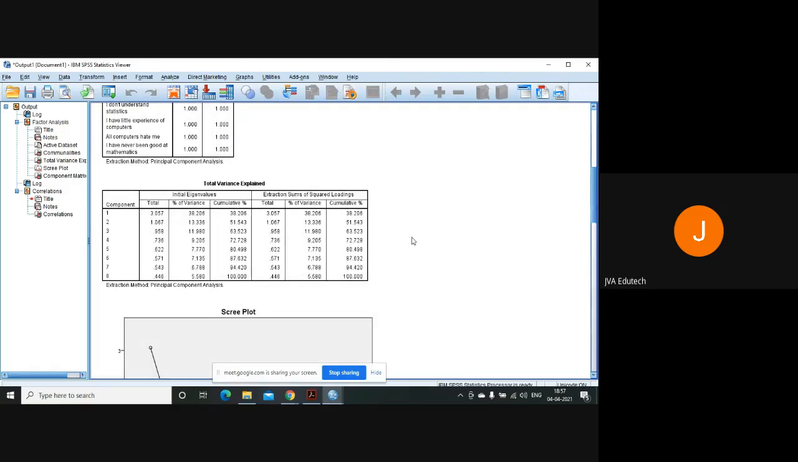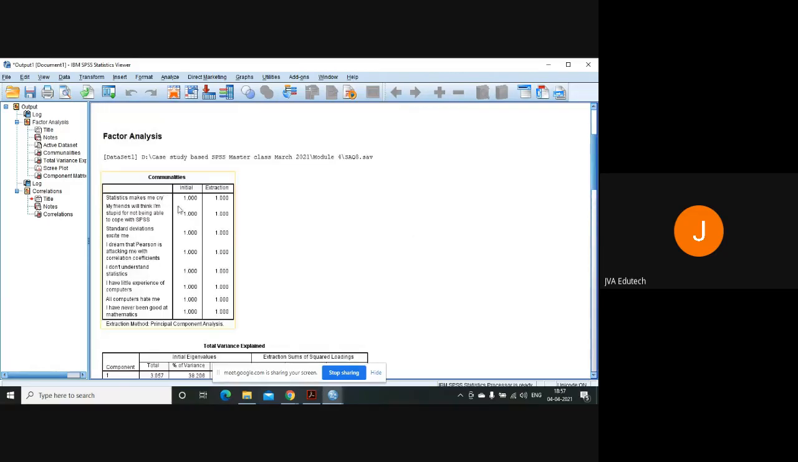Now we have done this PCA using all the 8 components. We have extracted all the 8 components. So for the eigenvalues, this communality in case of both the initial and the extraction, both will be 1.